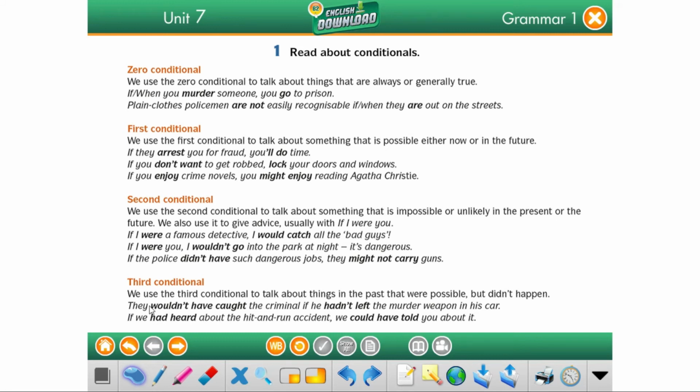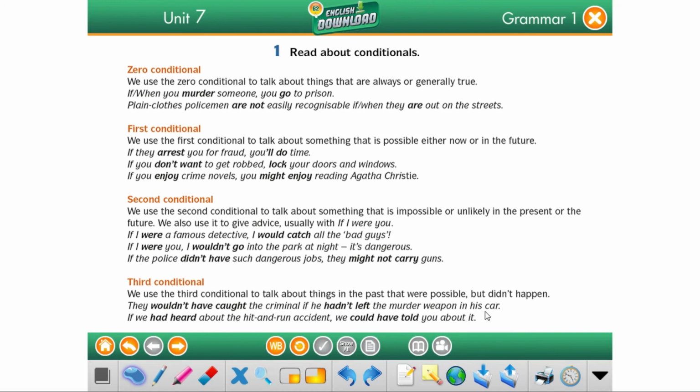That means that it happened the opposite to this. They caught the criminal because he left the murder weapon in his car. In this case, we are using past perfect simple in the if clause. Remember that the past perfect simple is formed with had, past participle, and complement. If he hadn't left the murder weapon in his car.